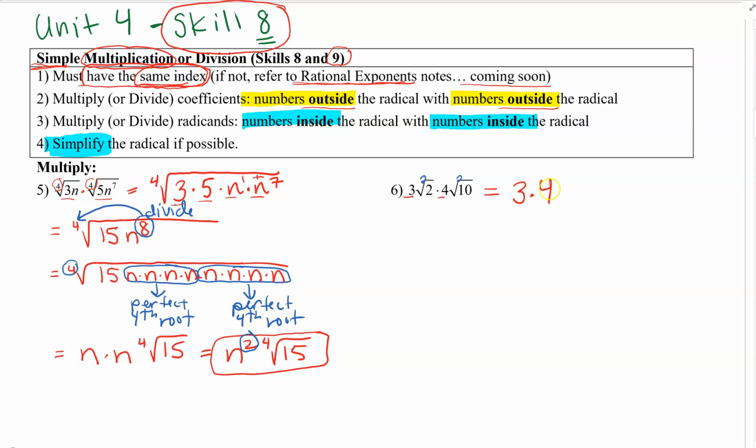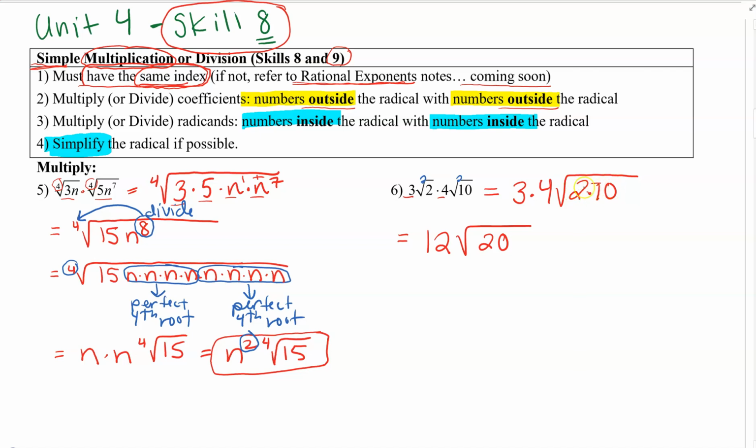The outside numbers get multiplied together and they stay outside the radical. And then the inside numbers get multiplied together and they stay under the radical as well. So then I end up with 12 times the square root of 20, because 2 times 10 is 20. But that can be simplified. So I need to simplify it further.